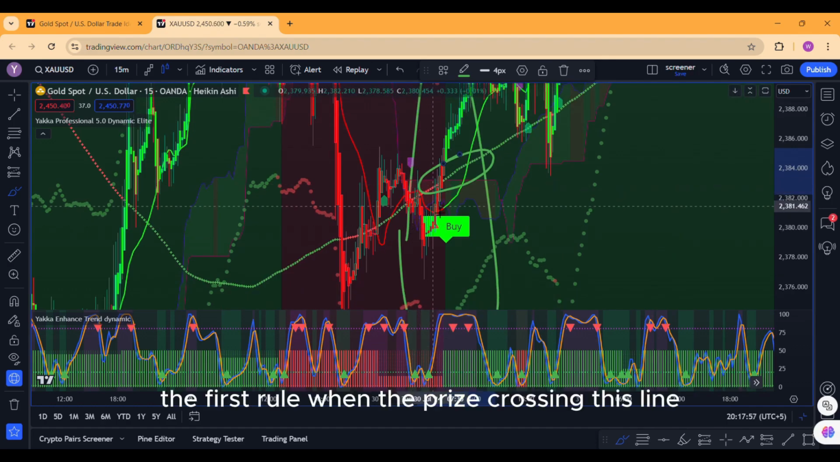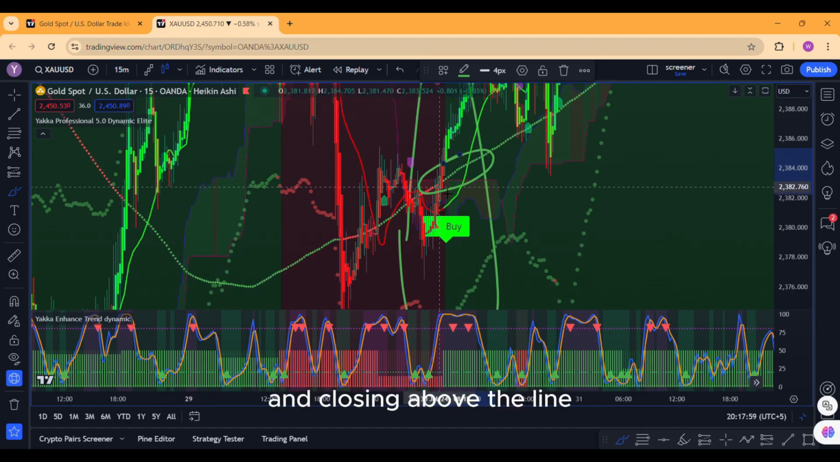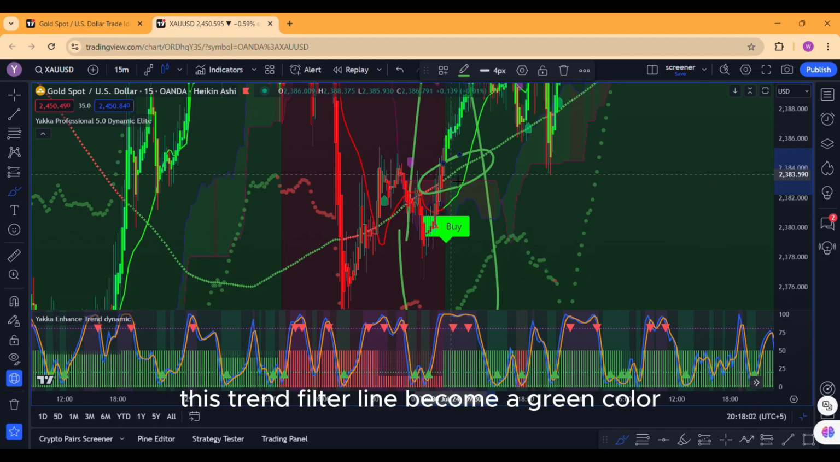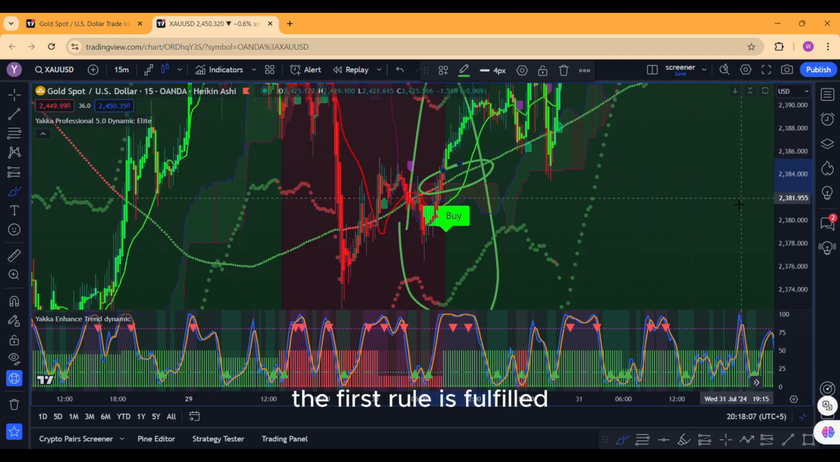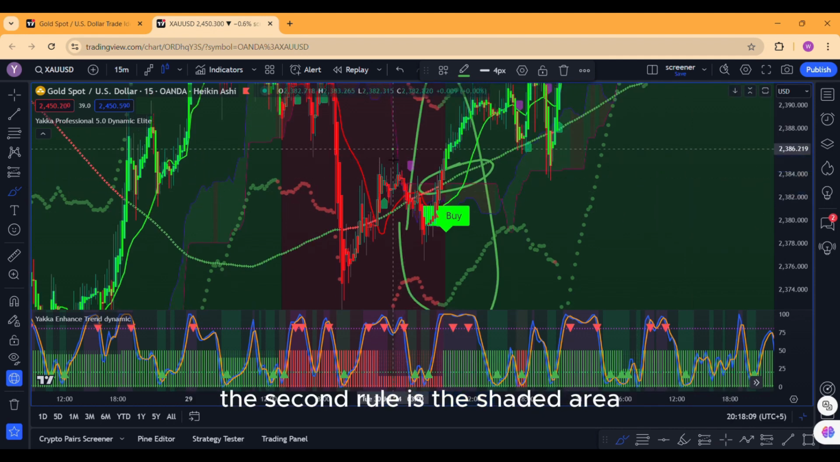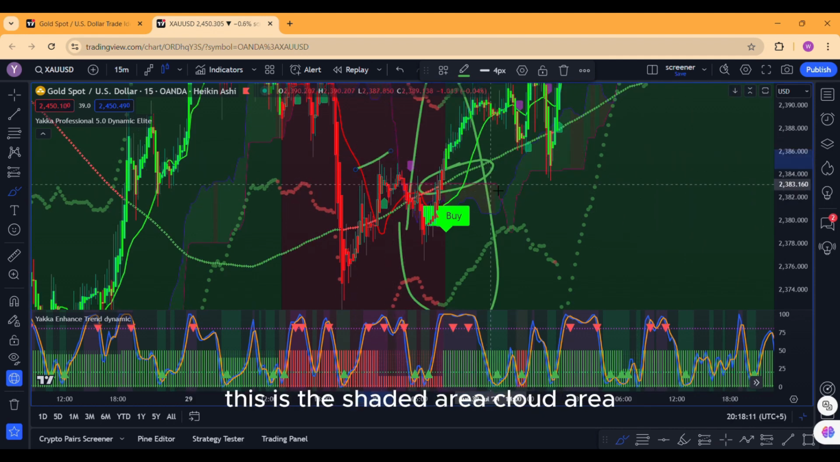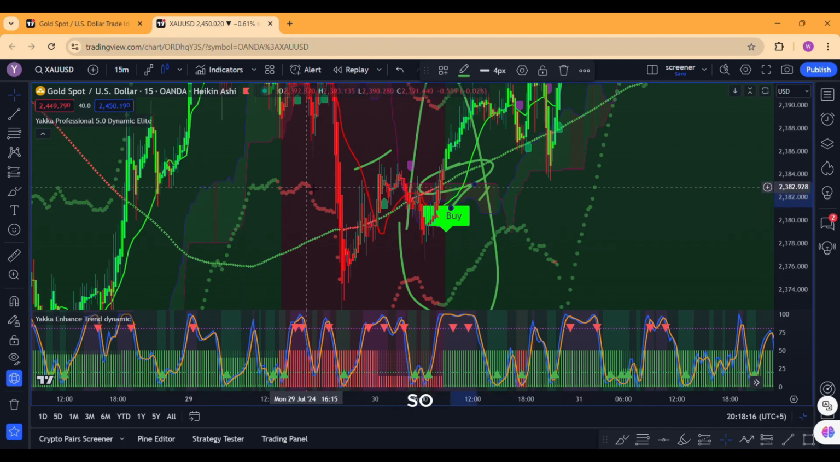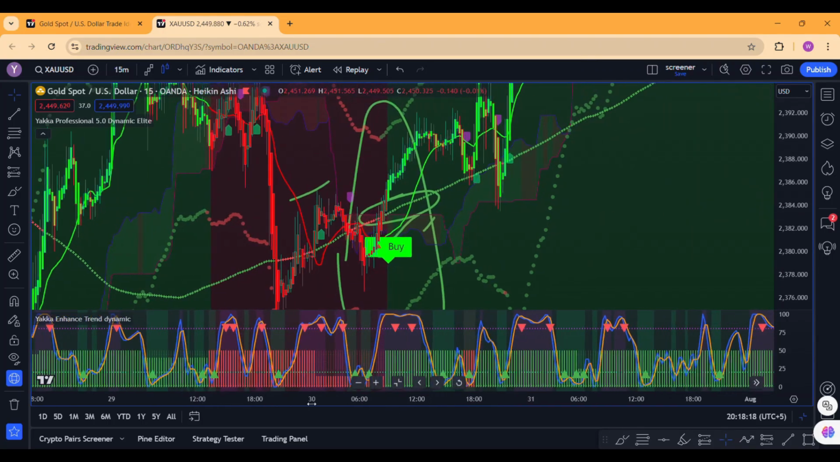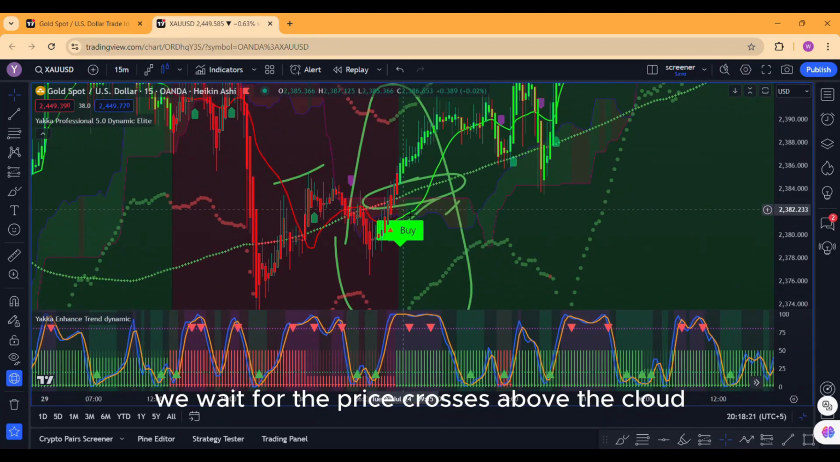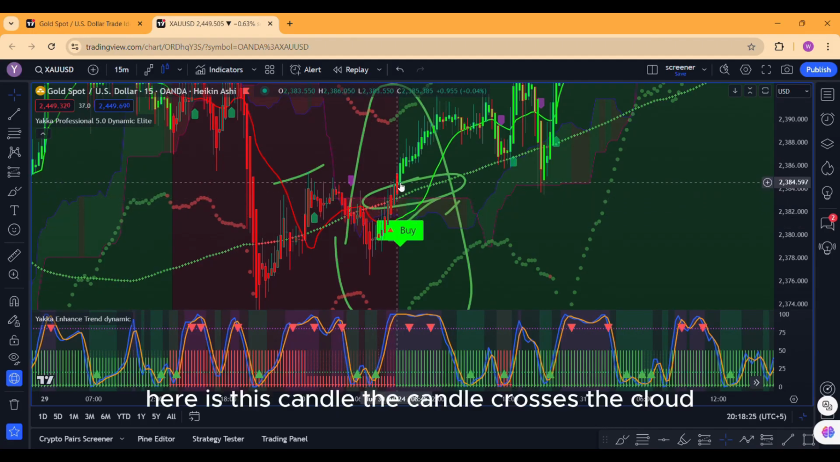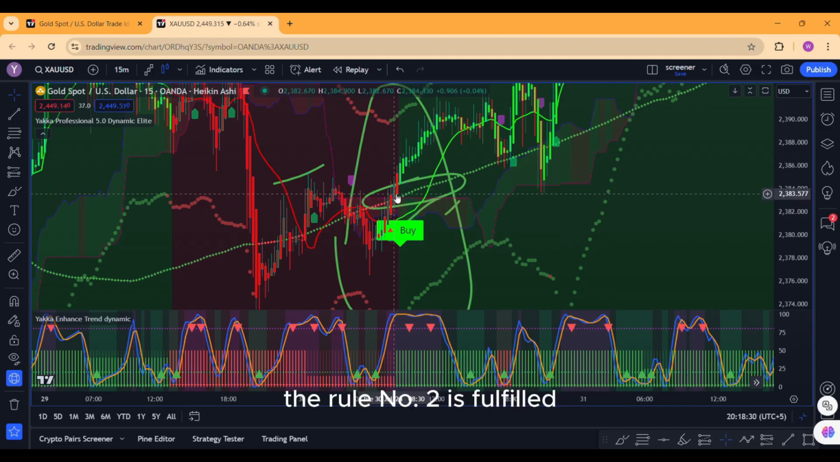The first rule: when the price is crossing this line and closing above the line, this trend filter line comes on a green color. The first rule is fulfilled. Then what is the second rule? The second rule is the shaded area, cloud area. So, we wait for the price to cross above the cloud. Here, in this candle, the candle crosses the cloud. Rule number 2 is fulfilled.